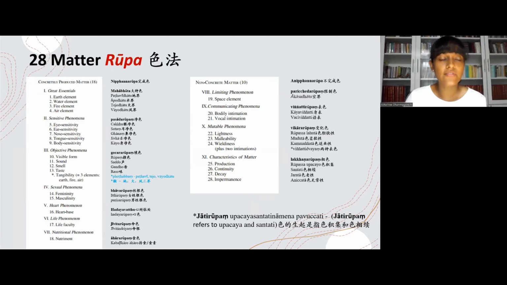So here again, I've given a slide on the 28 Rupa. So I'm sure you already know about this. I've included this for completion. Just to briefly mention, the 28 Rupa are broadly categorized into 2 groups, Nippanna Rupa and Anippanna Rupa. Nippanna meaning concretely produced matter, and there are 18 Rupas under that category. And the Anippanna Rupa, there are 10. These are also called non-concrete matter. And together, these two groups comprise the 28 rupas.